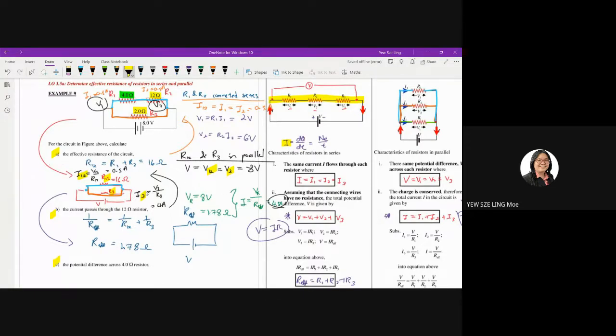Tapi basically idea dia sama macam kamu buat untuk capacitor. Bermula daripada circuit asal, kamu buat pusingan. Kamu pusing satu pusingan. Kamu tengok apakah makluman yang kamu boleh dapat di setiap satu step. Bermula dengan pengiraan R effective.